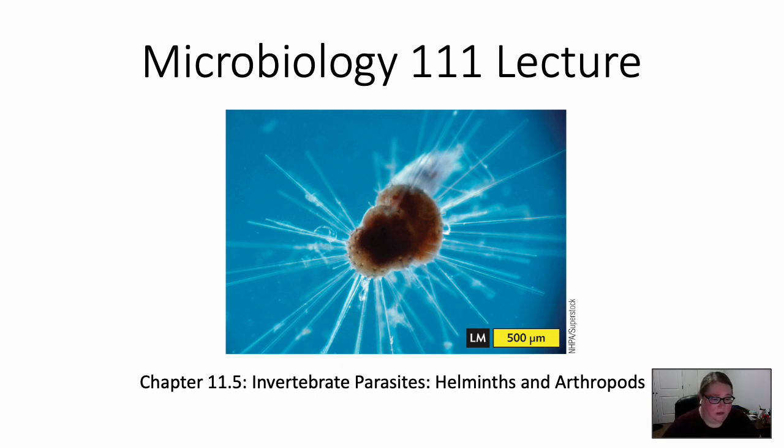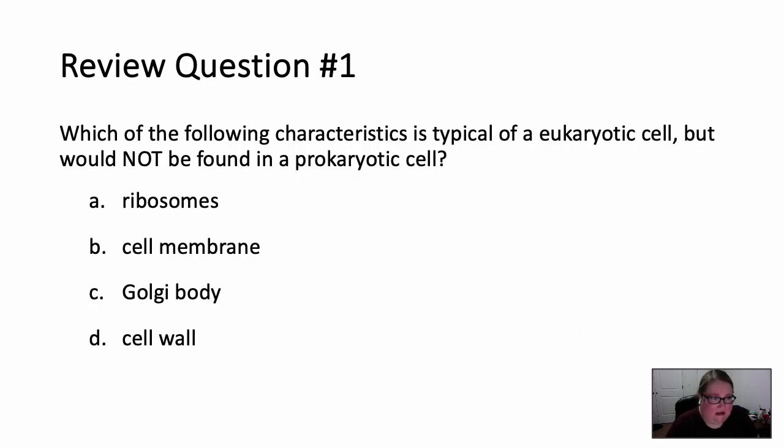We are going to finish up the chapter on eukaryotic parasites and eukaryotic pathogens. So the last thing we're going to talk about is invertebrate parasites, things like helminths and arthropods. So worms and ticks pretty much is what we're going to be talking about. But first, a review question.